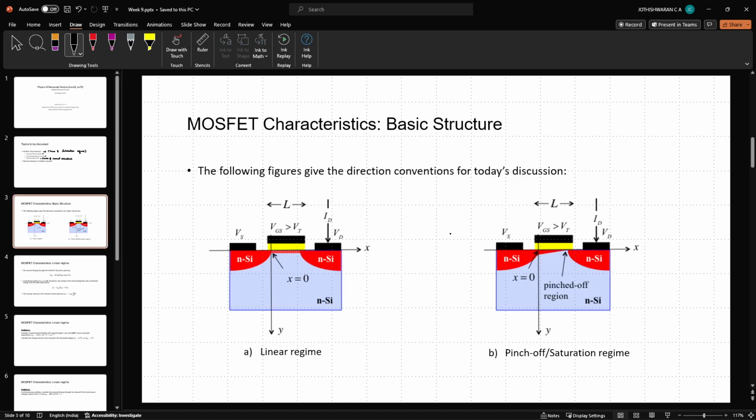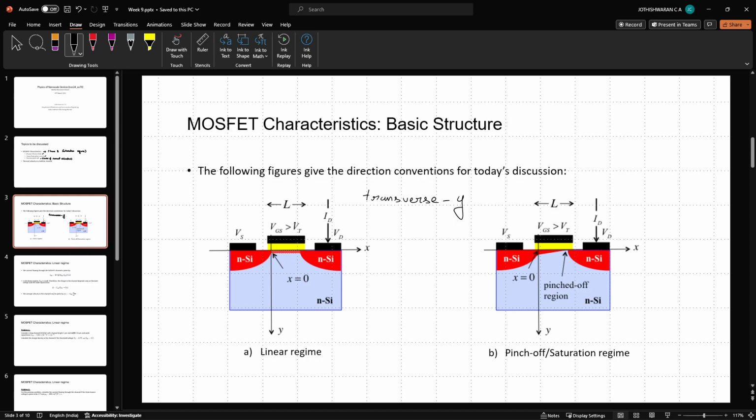So moving on. For our discussion, we shall be using the following direction conventions. Here we are only looking at an N-channel MOSFET, represented like this in cross section. The x-axis goes along the channel, and the y-axis goes transverse to the channel. Whenever I say transverse, I imply the y-axis. All our analysis, of course, since we are concerned with IDS, any lateral movement of the charges from the source to the drain goes along the x-axis.